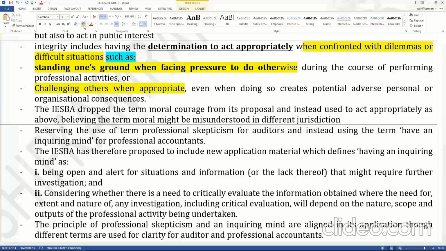So if you are a manager, you will never challenge your director because you know that if I challenge my director, he will not like it. And my director will say, okay, you are fired from the job. So the second situation is challenging others when appropriate.